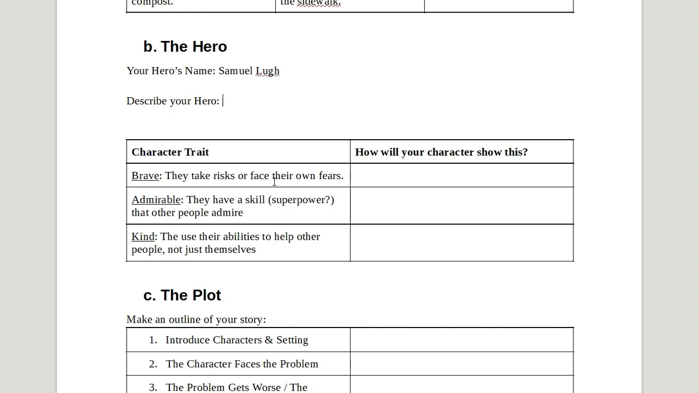Describe your hero. This is where you can describe the appearance of your hero, or you can write about some of the things that your hero is like.